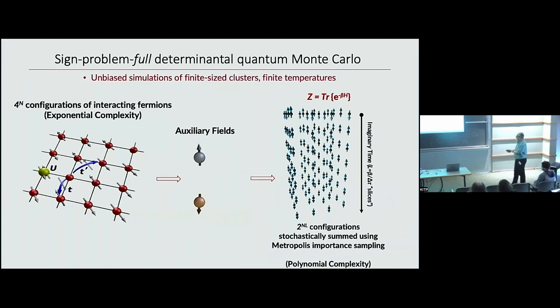So this is exact, and instead then what we do is sampling over all of these configurations stochastically using Metropolis importance sampling. That reduces the complexity from exponential to polynomial, which means we can do much larger systems than we might do, say, from exact diagonalization. Of course, there's no free lunch, and the fermion sign comes in, and that restores back the exponential complexity, at least for many models, except in certain circumstances.